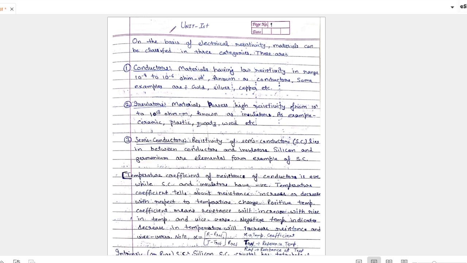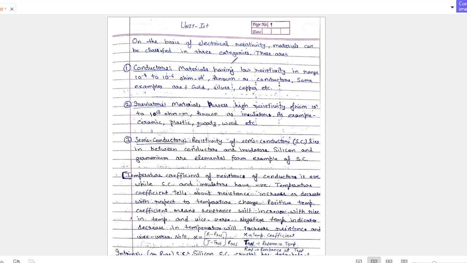On the first, we know materials are of three types: semiconductor, conductor and insulators. So what is the difference between all three? On the basis of electrical resistivity, material can be classified into three categories.